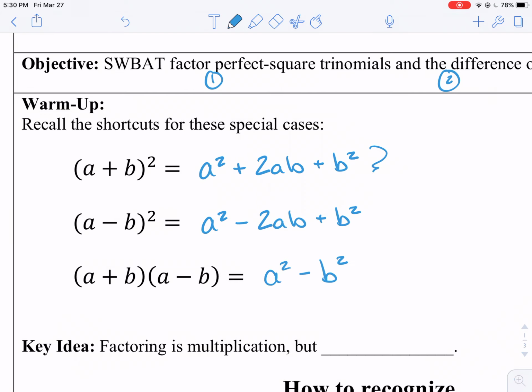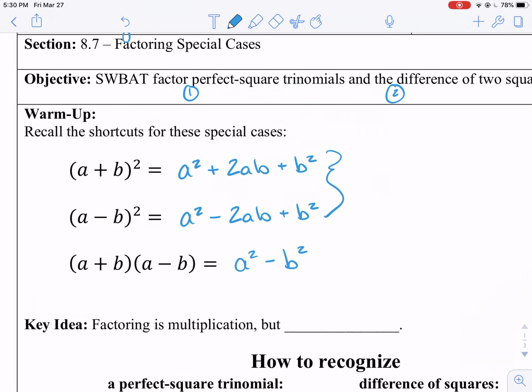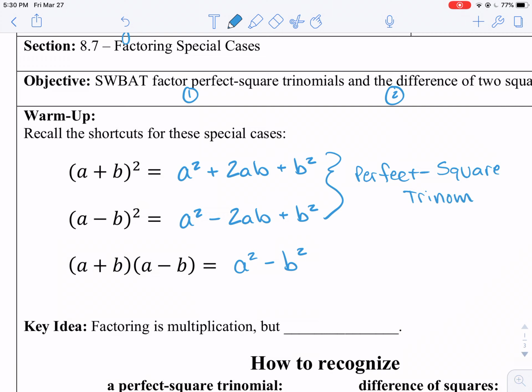These first two right here are both examples of what we call perfect square trinomials. They're perfect squares because they're equal to something squared, and they're trinomials because they have 3 terms. This one right here we call a difference of squares. We call it a difference of squares because difference means minus, so we have a minus sign, and we have 2 squares. And that's what we'll be working with today.